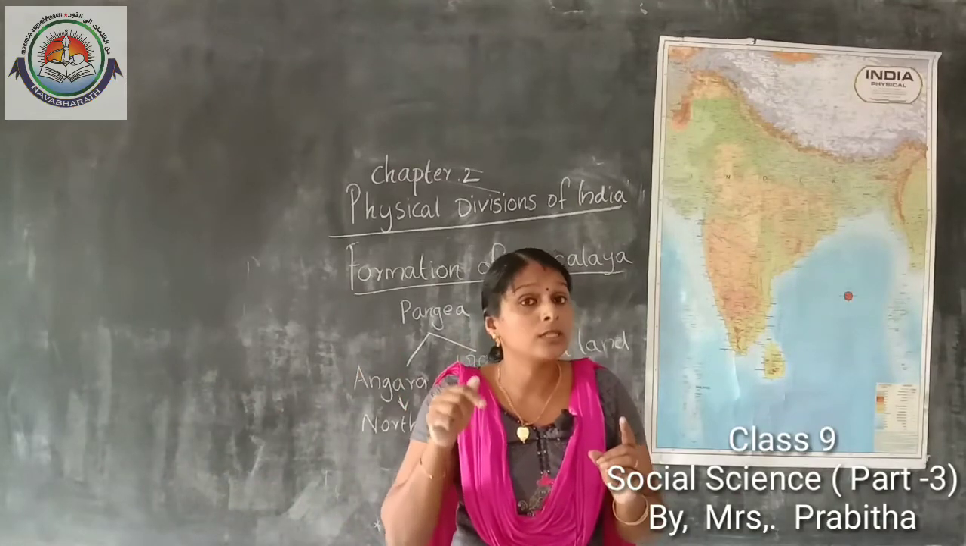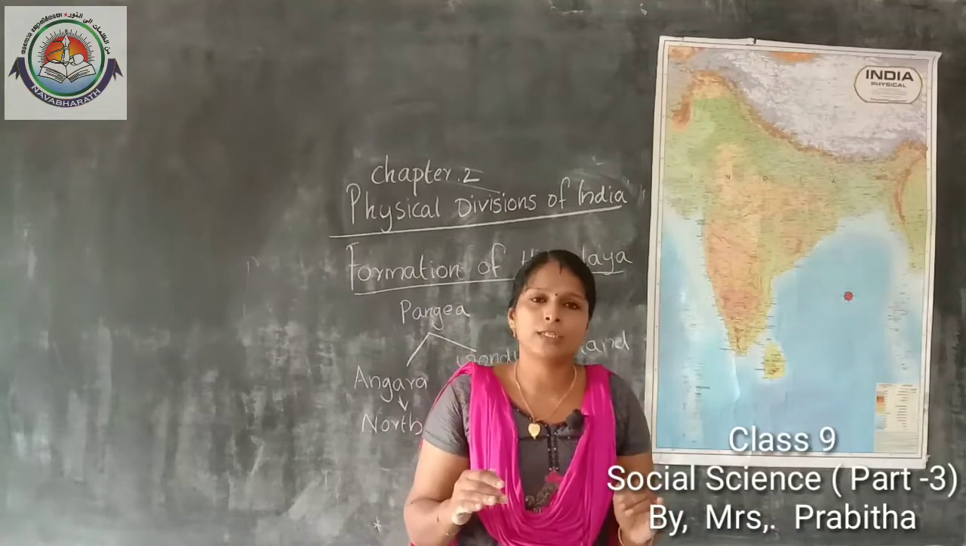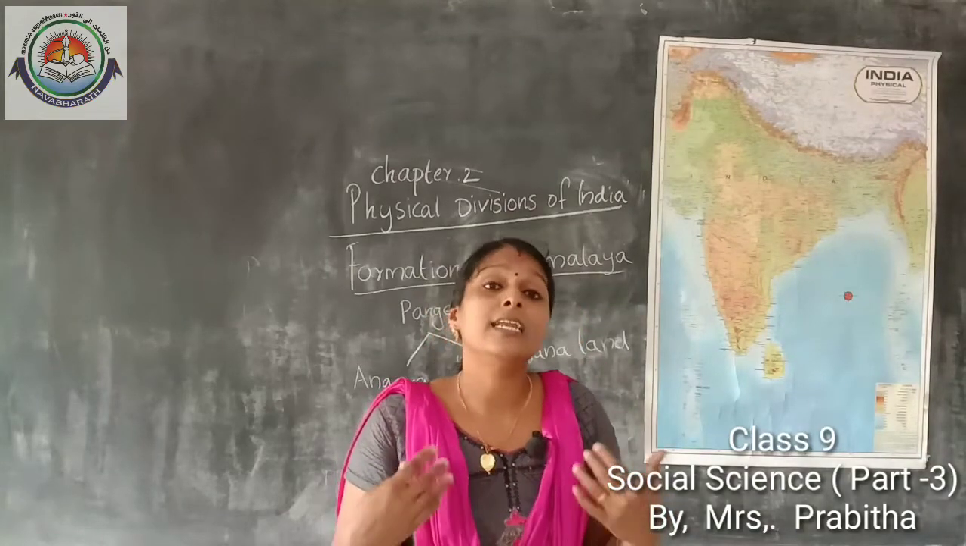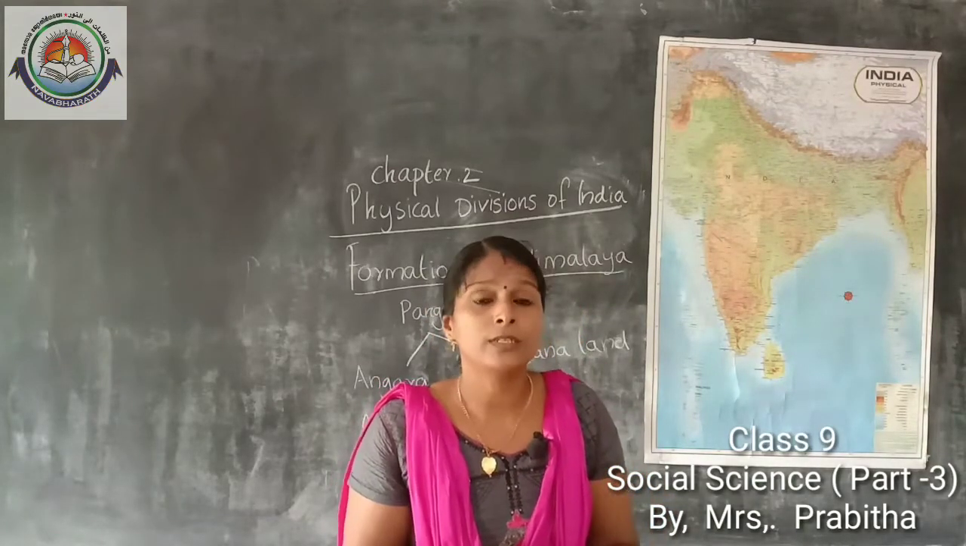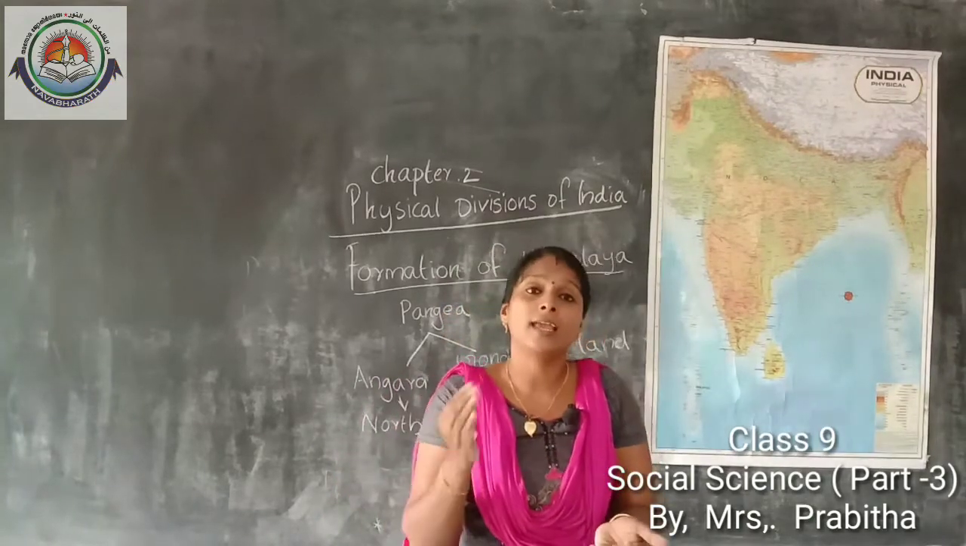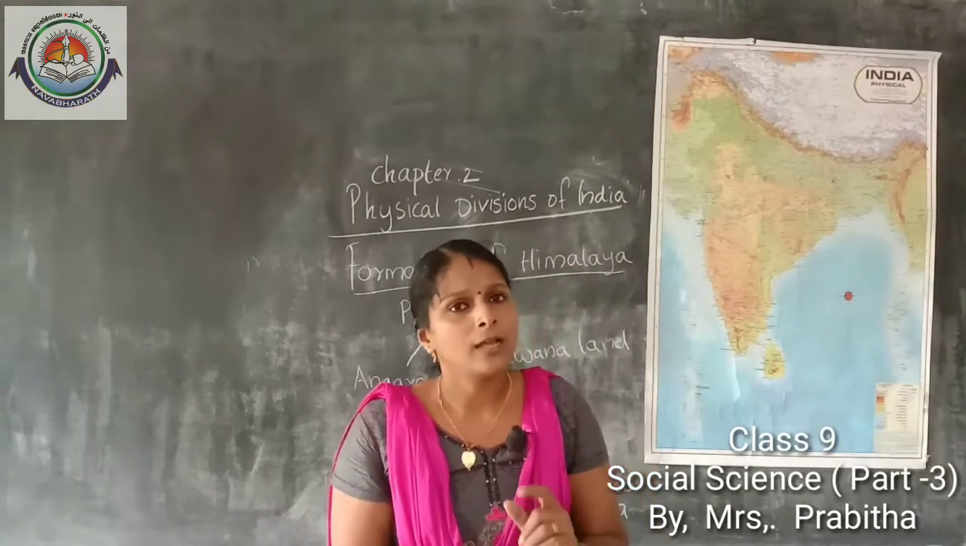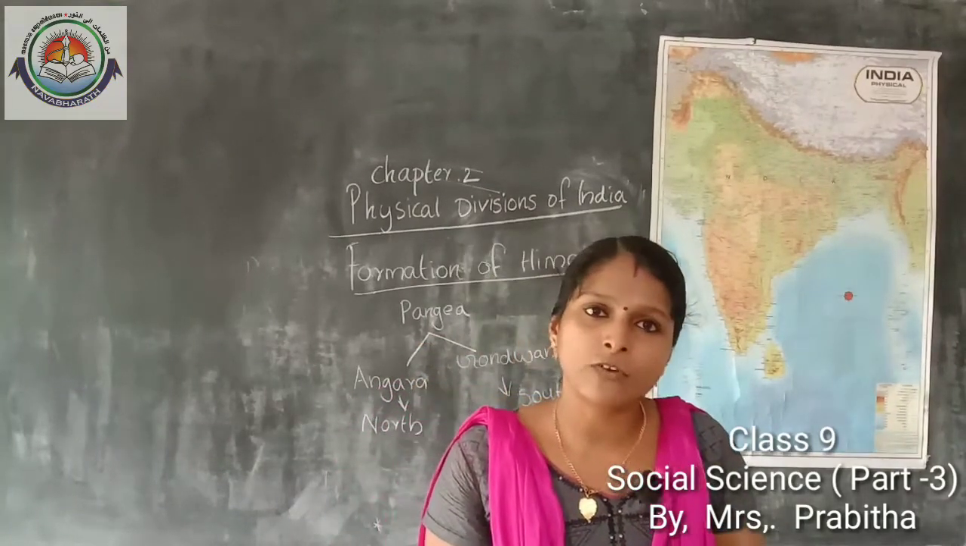Due to this northward movement, it collided with the Eurasian plate. As a result of it, sedimentary rocks are formed. These sedimentary rocks got accumulated again and it caused the formation of Himalaya. Understood how the Himalayas are formed?